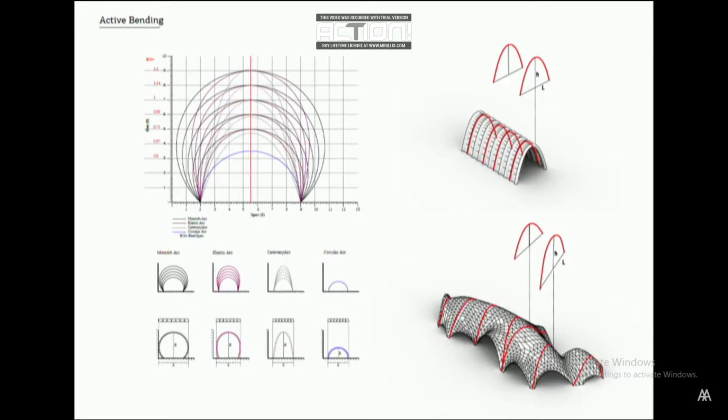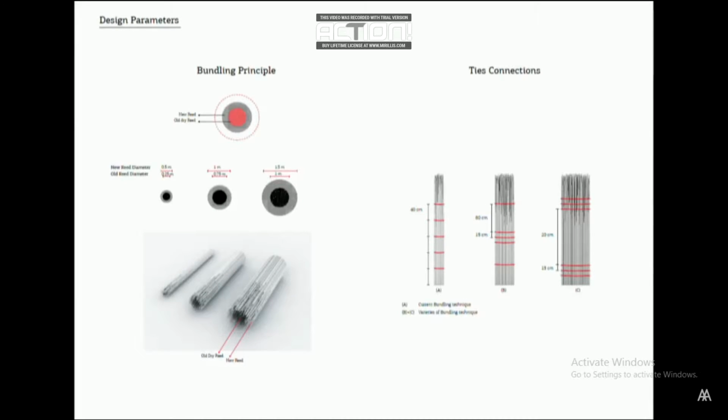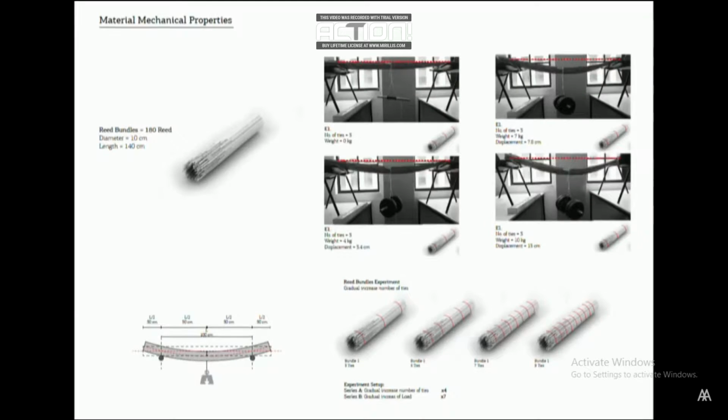Here we are looking at the possible arches that the material system allows us to generate. And by understanding what these arches are, we can start to speculate about new types. The fibrous material offers the advantage of bundling. The stiffness and deflection of the bundle is dictated by the radius, type of rod element, and number of tie connections. To understand the material mechanical properties, we ran a set of physical experiments by gradually increasing the number of ties and the load applied.